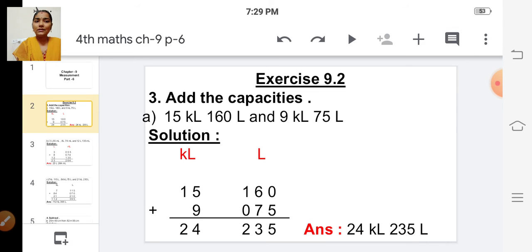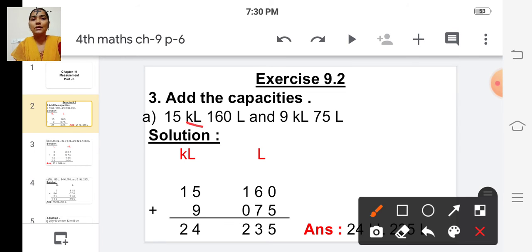Okay, add the capacities. First one: 15 kiloliter, 160 liter and 9 kiloliter, 75 liter. So we are going to add these two capacities. First thing we have to do is separate the units, and then normal addition. So solution.